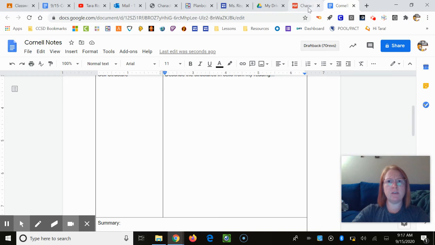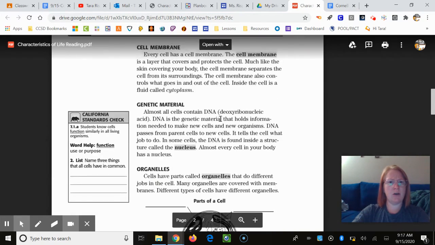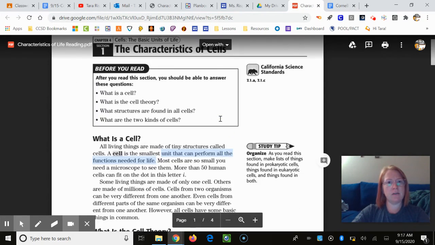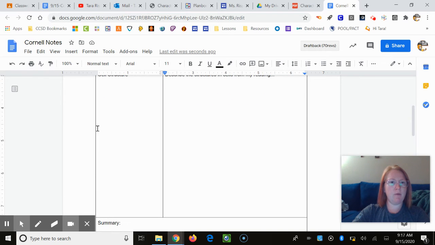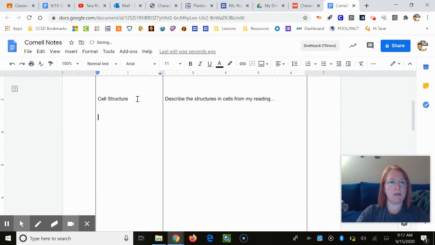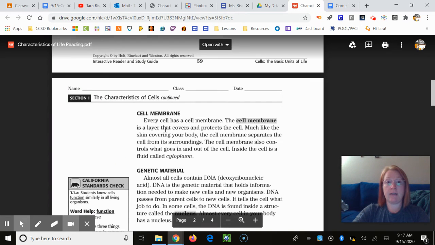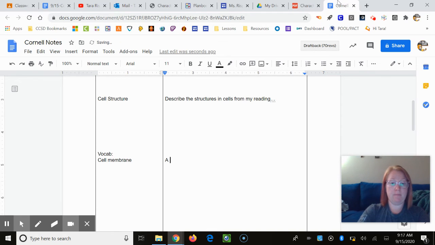Okay, you can also put vocabulary words in here. So anything that's highlighted in this article is a vocabulary word. A cell membrane is a layer that covers and protects the cell. So maybe I would want to make a new section down lower for my vocab and do cell membrane, and then put in the cell membrane the definition, which was a layer that covers and protects the cell.